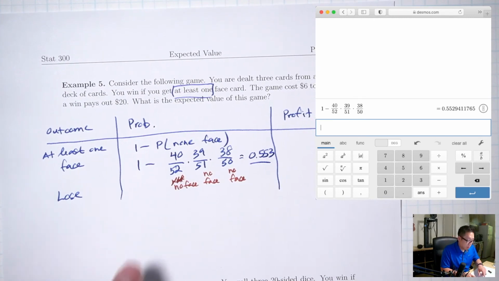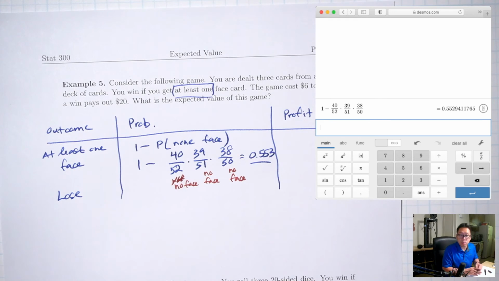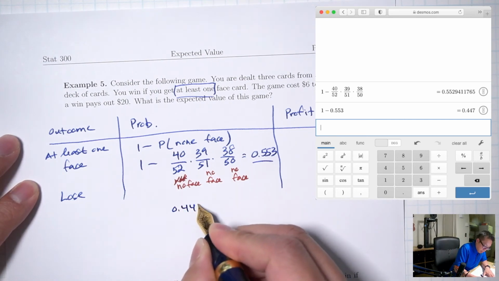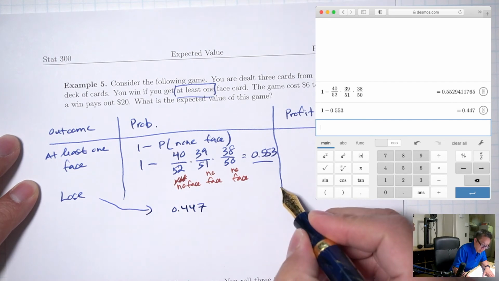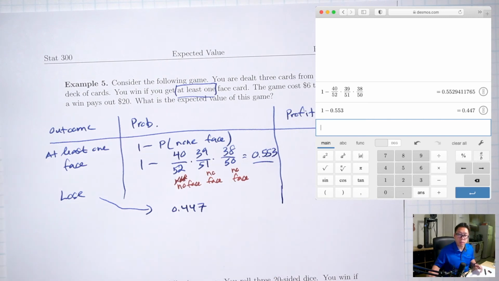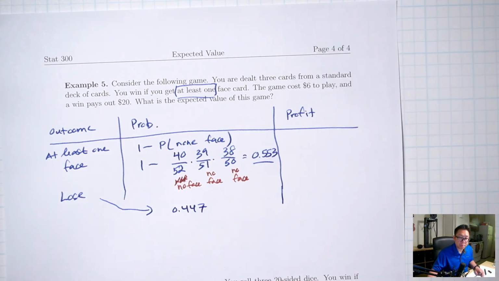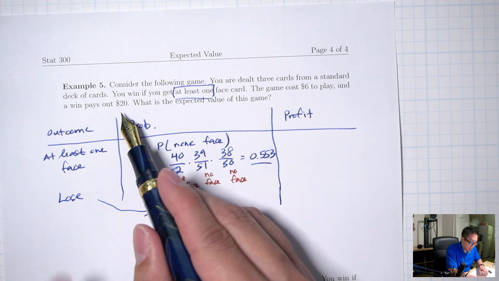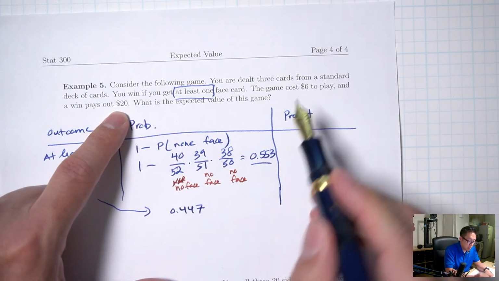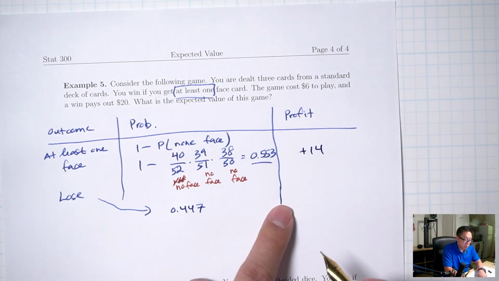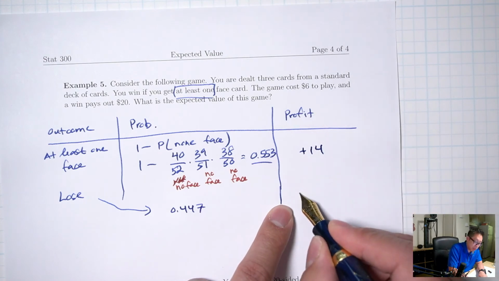Now, the missing lose, just do 1 minus 0.553. And that's 0.447. Right, so the at least one face is 0.553. The lose is 0.447. And now let's talk about the profit. If you get at least one face, you win and you get $20, but then you have to subtract off what you paid to play, which was 6. So 20 minus 6 is a plus 14. If you lose the $6 that you paid to play, so you're down 6.